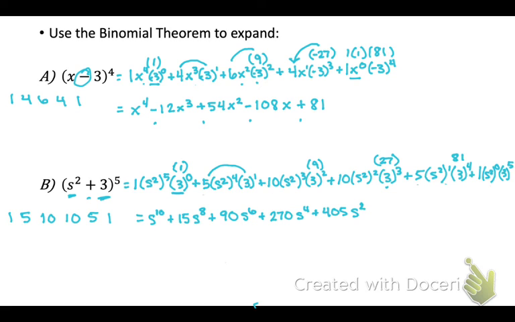I hate s's and 5s. Me too. And then s squared to the 0 is 1. So that last one is just 3 to the 5th. Well, you know 3 to the 4th is 81. 81 times 3 would be plus 243, right? Because 3 times 1 is 3. So 243.